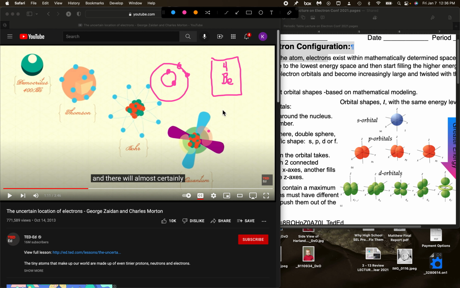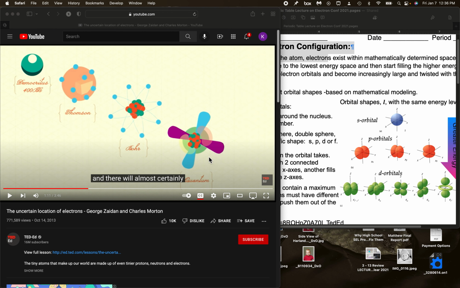In this model that we're going to do soon, it's called the quantum model. And these clouds or orbitals are just places for electrons to be. And so each one of these little figures is just an area where an electron exists. And that's what most of this video is about.